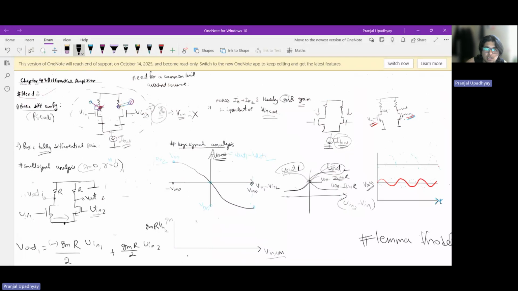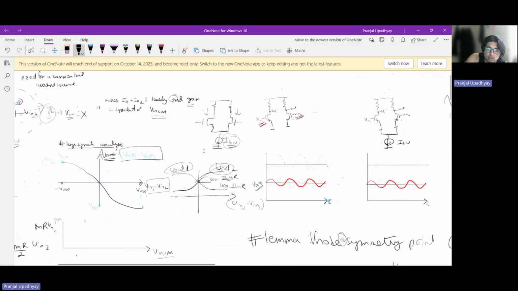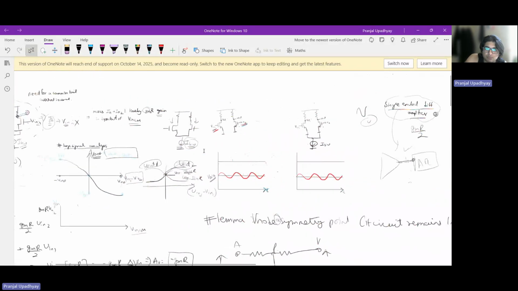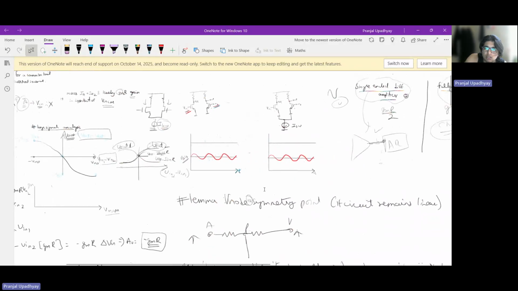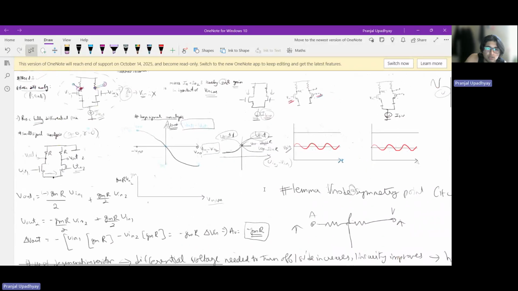And here I have just sketched the differential output, and here I have drawn it with respect to V in 1 minus V in 2, and this is the curve we see, right? And if I define it as V in 1 minus V in 2, so here you will see V out 2 and here you'll see V out 1. So that is also not that big of a problem anyway. So we can move further now in our analysis.